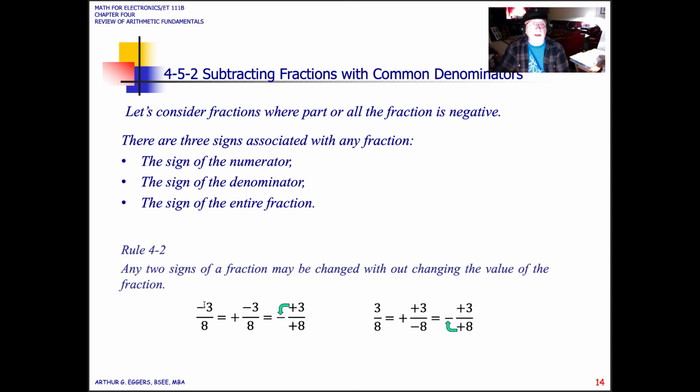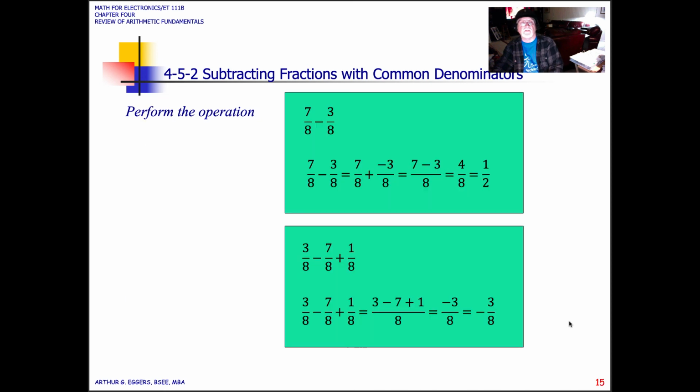So if I have minus 3/8 and I assume that I've got a plus sign out here, I can move that negative out of the numerator and I end up with minus 3/8 for the entire fraction. Do the same thing, moving the negative out of the denominator. Again, I get minus 3/8. So I can very quickly move that negative sign out of the numerator or the denominator, and it becomes the sign of the entire fraction. That is very helpful sometimes.